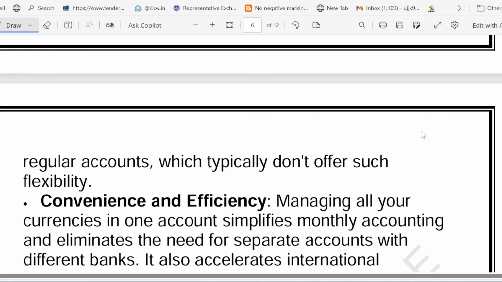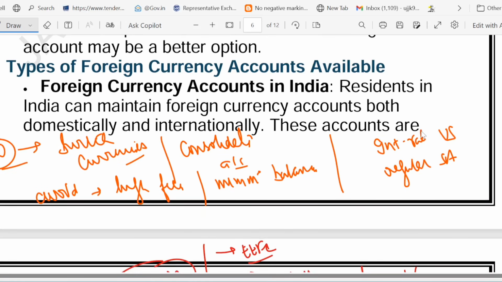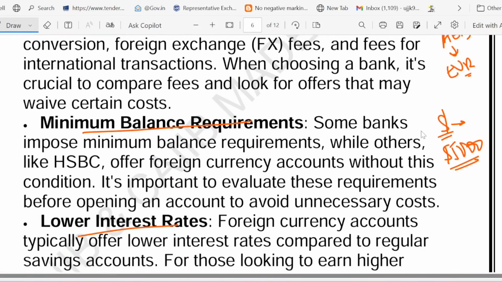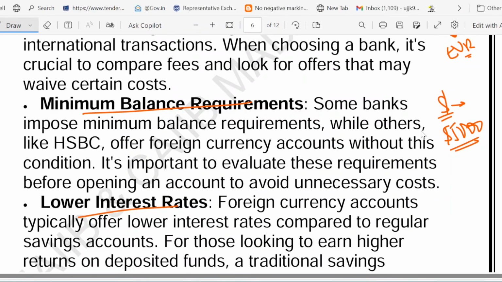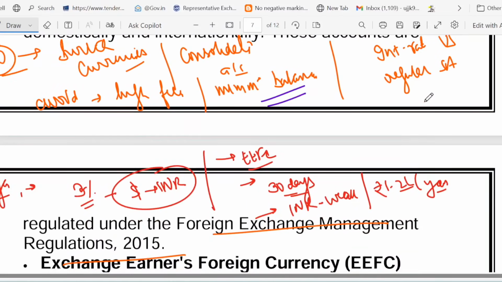Then in the next slide we discussed some disadvantages. The downside: you should switch currencies and consolidate, but you should avoid high fees and minimum balance requirements. Fees are very much higher, sometimes there are hidden fees, minimum balance requirements exist, and interest rates are quite low. So these are the downsides of a foreign currency account.